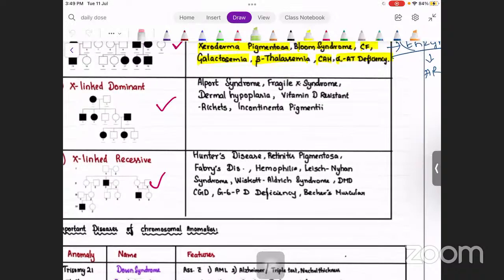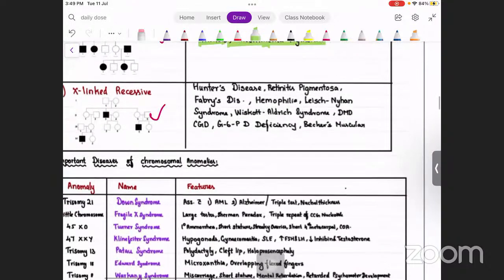X-linked dominant is associated with Alport syndrome, Fragile X syndrome, focal dermal hypoplasia, vitamin D resistant rickets, and incontinentia pigmenti. Then you have X-linked recessive: Hunter's, G6PD deficiency, Becker's muscular dystrophy, Wiskott-Aldrich syndrome, Duchenne muscular dystrophy, retinitis pigmentosa, Fabry's disease, hemophilia, and Lesch-Nyhan syndrome.